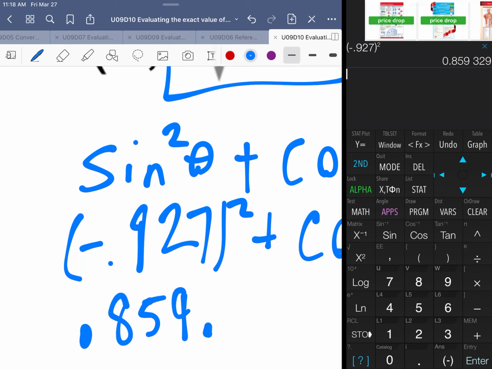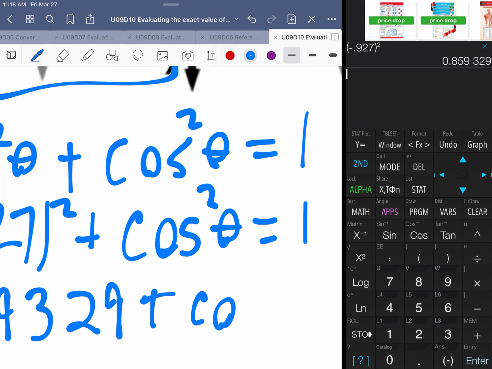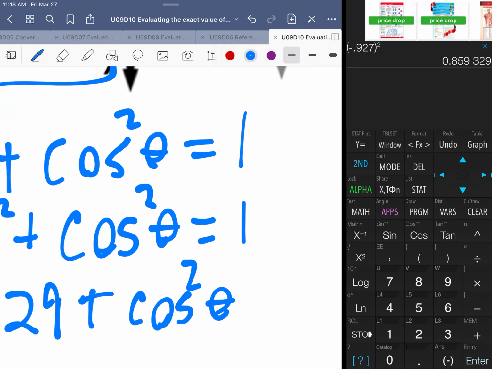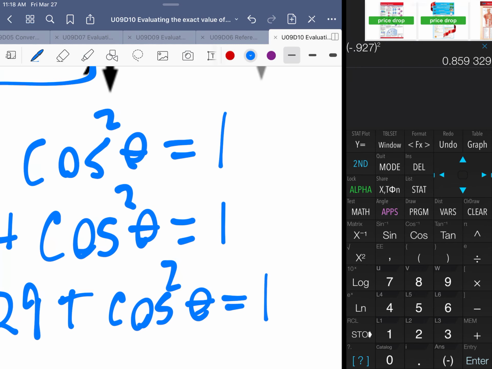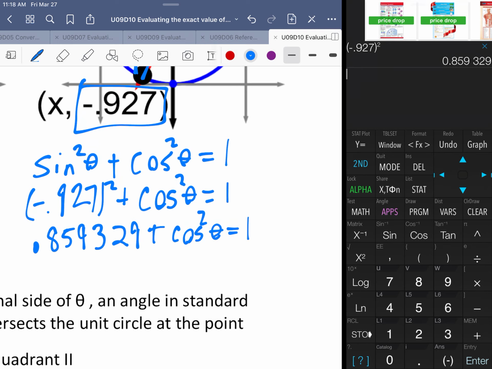0.859. Oh, not point, the little space that they have in the numbers on this calculator app made me think of putting a decimal there, which is incorrect, 0.859 plus cosine square theta is equal to 1. We're going to get cosine square theta by itself by just subtracting. So I'm just going to do it on the calculator in this case.